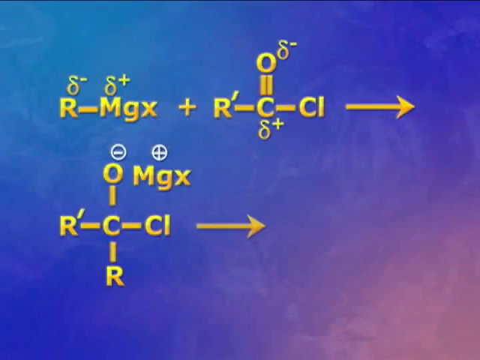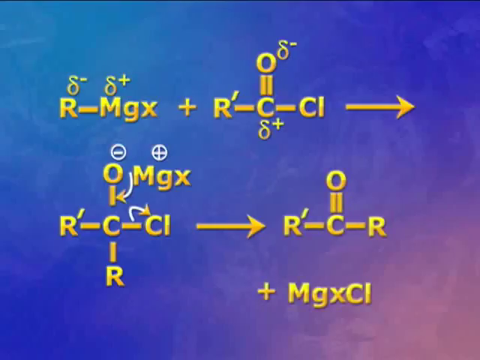Grignard reagent on reaction with acid halide and carboxylic acids also yields carbonyl compounds. Let's look at the equations. RMgX, that is alkyl magnesium halide, otherwise known as Grignard reagent, plus R-COCl, acid chloride, gives rise to R-COR with a Cl. When it is treated with magnesium halide, it gives rise to R-COR plus MgXCl. So R-COR is a carbonyl compound.